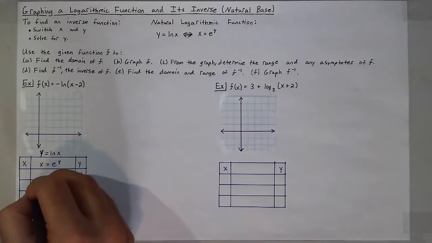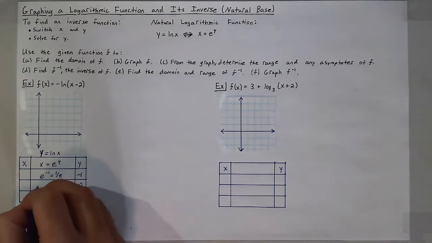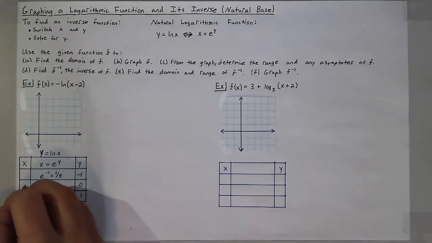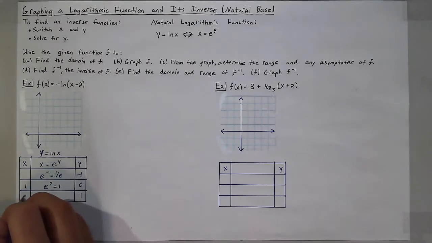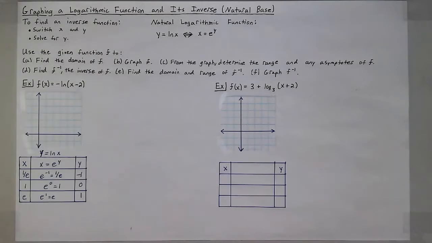So I need to know what e to the negative 1 is, also known as 1 over e. What's that approximately equal to? E to the 0, which I can already tell is equal to 1. And e to the first, which is just e, its decimal approximation, so I can see where to graph this on the actual graph.